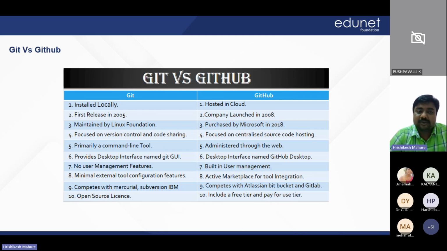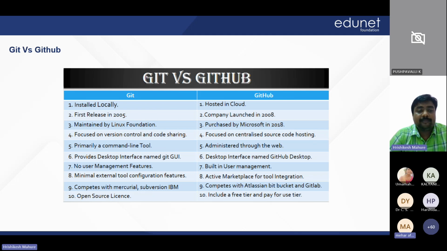Git was first released in 2005, and GitHub was released in 2008. Git is maintained by Linux. Git and GitHub were developed by the same developer, but GitHub is now purchased by Microsoft. GitHub is a cloud-based version control service. Git is primarily a command line tool, while in GitHub we get a graphical user interface.